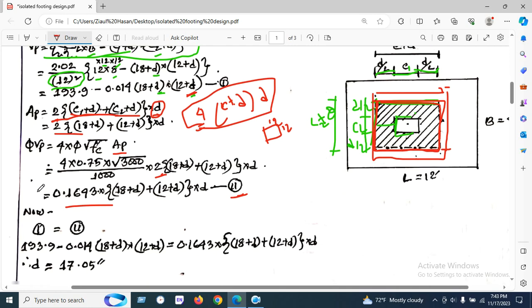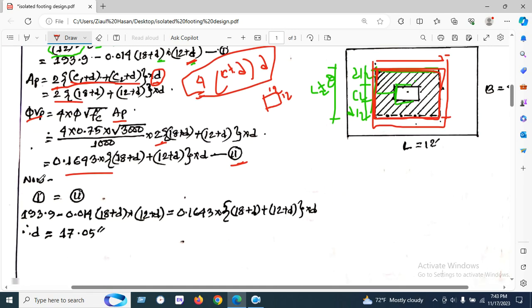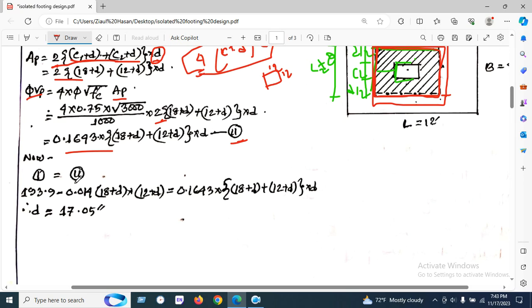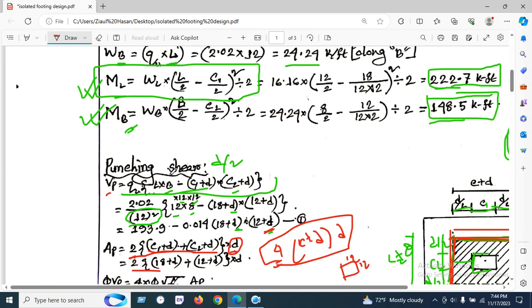So now we can say that equation 1 equals equation 2. We set equation 1 and equation 2, left and right side, and after calculating, we found the depth is 17.50 inches. So it has been found from the punching shear.